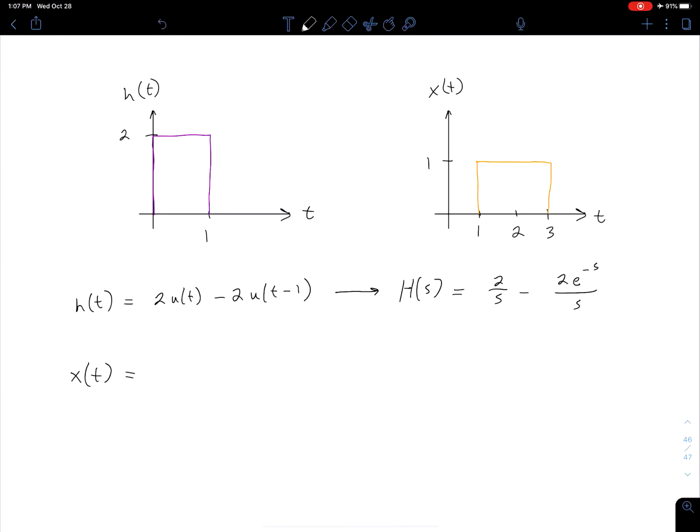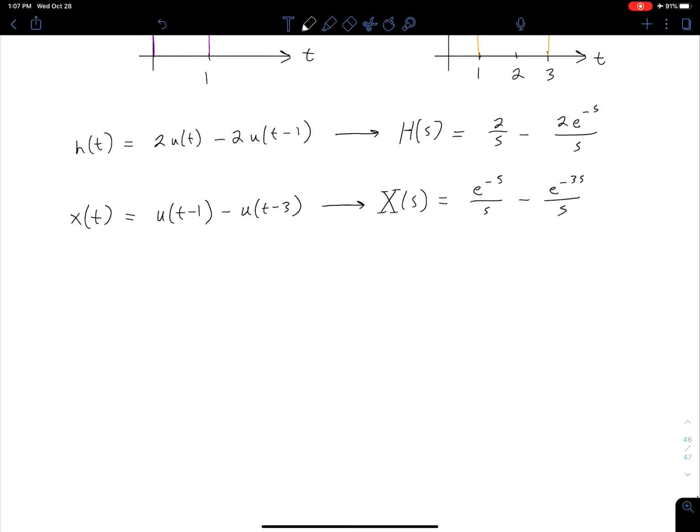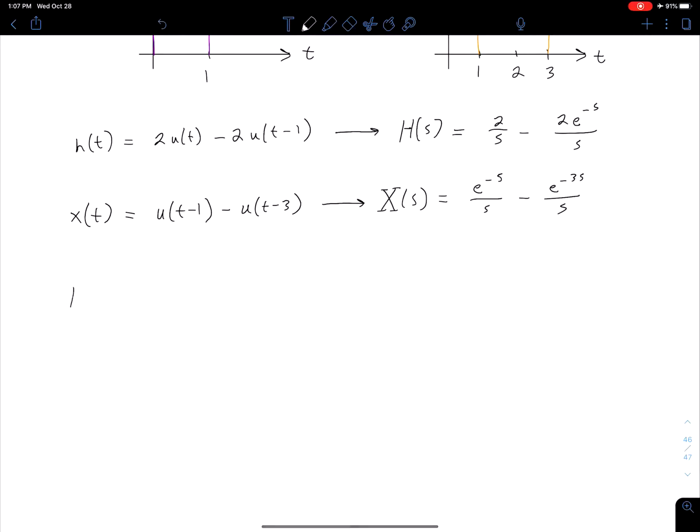So similar approach for our x of t. In time, we can say this x of t is equal to our unit step function shifted by 1 minus our unit step function shifted by 3. And so that's our expression in time for our x of t. If we take the Laplace transform, we can find that our x of s, again, just using our known properties and our tables, we can say x of s is equal to e to the minus s over s minus e to the minus 3s over s. So what we want to do now, of course, is take the product of those two frequency domain functions. So we can say h of s times x of s.